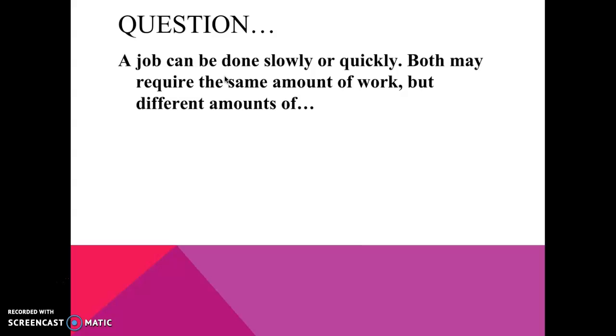A job can be done slowly or quickly. Both may require the same amount of work, but different amounts of power. So if I'm doing the same amount of work, and it's done quicker, then I have to have more power in order for those to be equal. If I thought about it with my equation, if it took me twice as long, twice as much time, I would be moving at half of the power, or divide the power by 2.